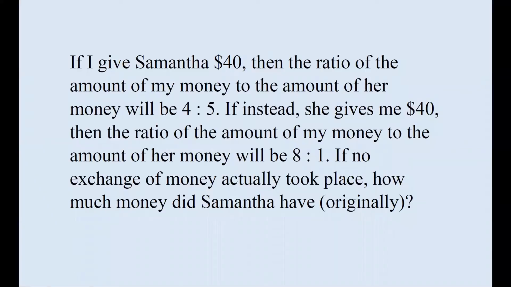If I give Samantha $40, then the ratio of the amount of my money to the amount of her money will be 4 to 5. If instead she gives me $40, then the ratio of the amount of my money to the amount of her money will be 8 to 1. If no exchange of money actually took place, how much money did Samantha have originally?